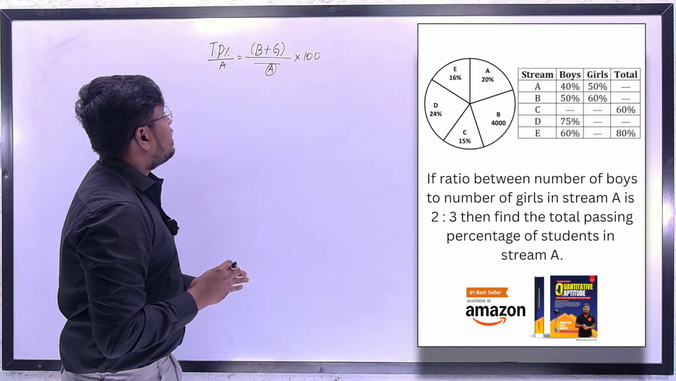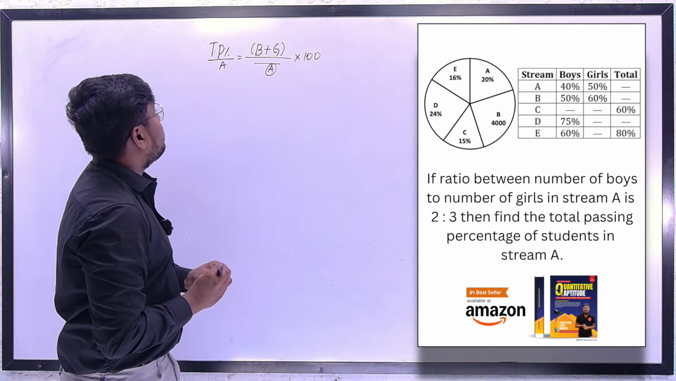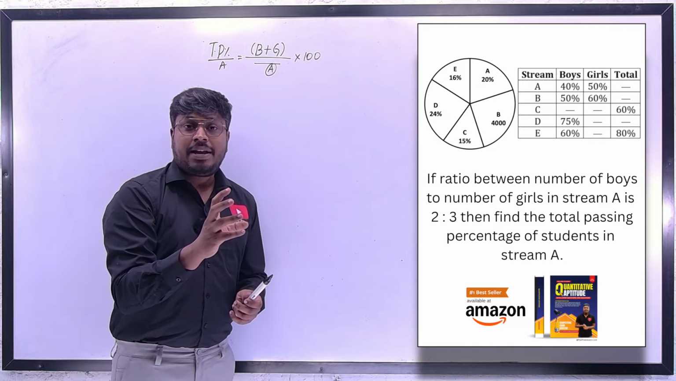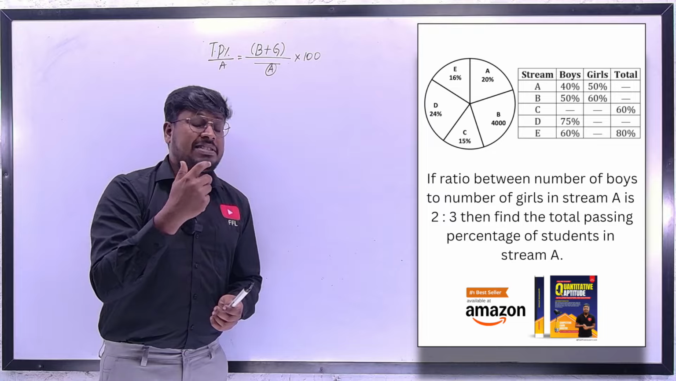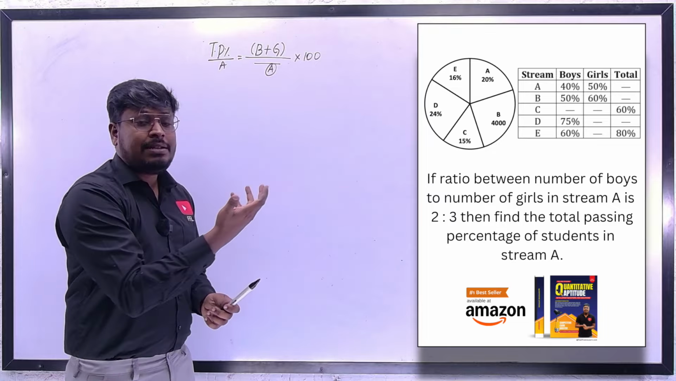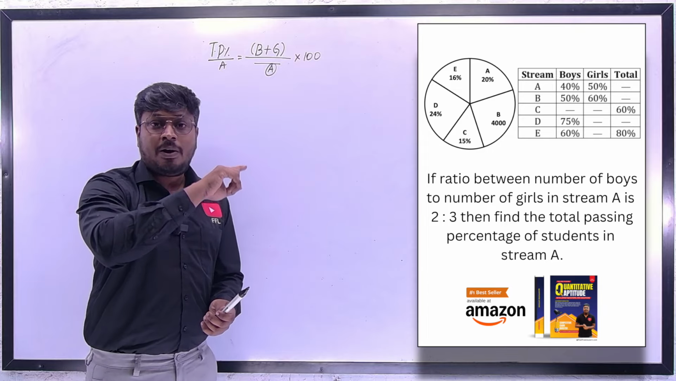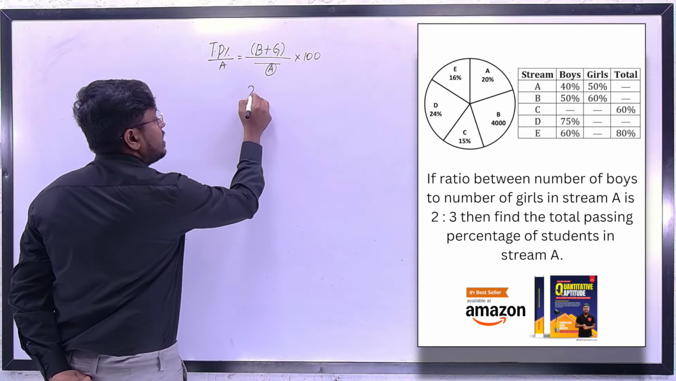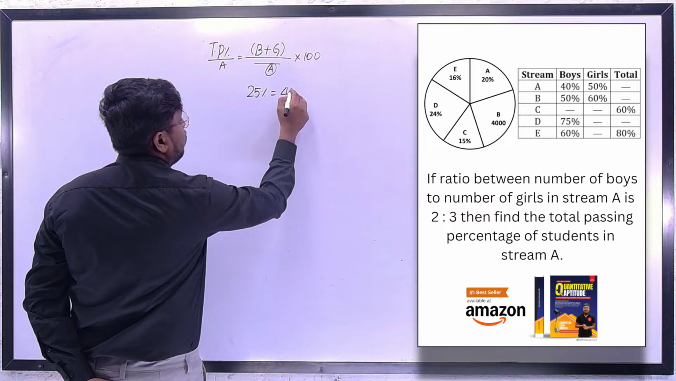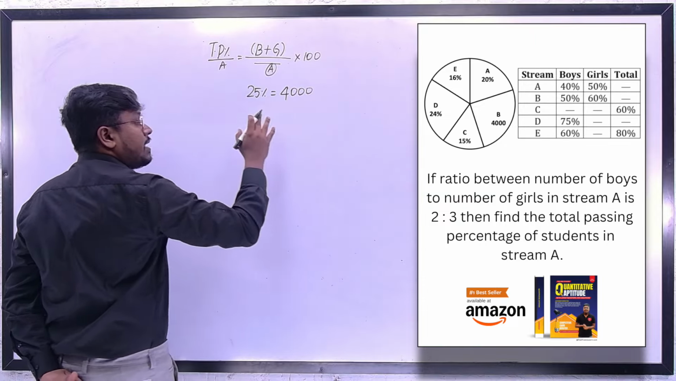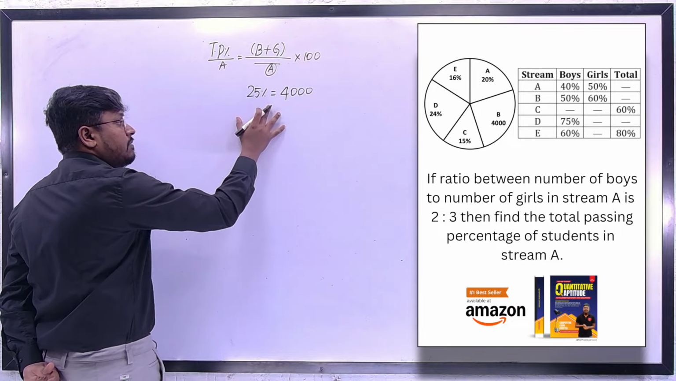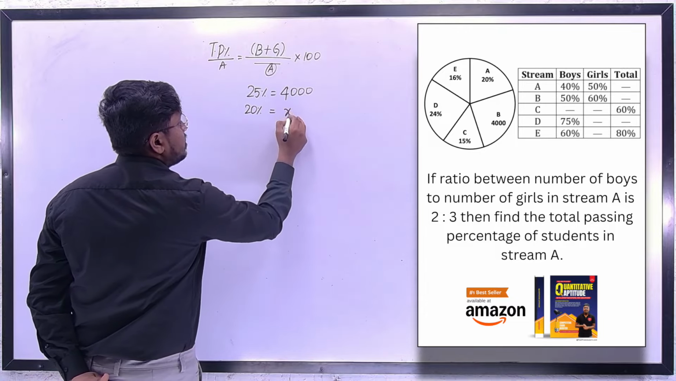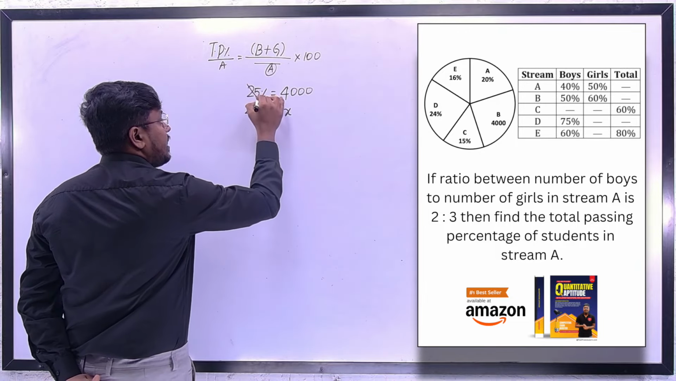So now let's find all the values we need in the question. According to the pie chart, first find the total number of students from stream A, because we already learned how to find it. We know that when you add all the values except B, it will be 75 percentage. So B will be 25 percentage. So 25 percentage is equal to 4,000. This is what we learnt in the starting of this video. And now according to the question, our target is to find stream A. So A will be 20 percentage. So 20 percentage is equal to X.